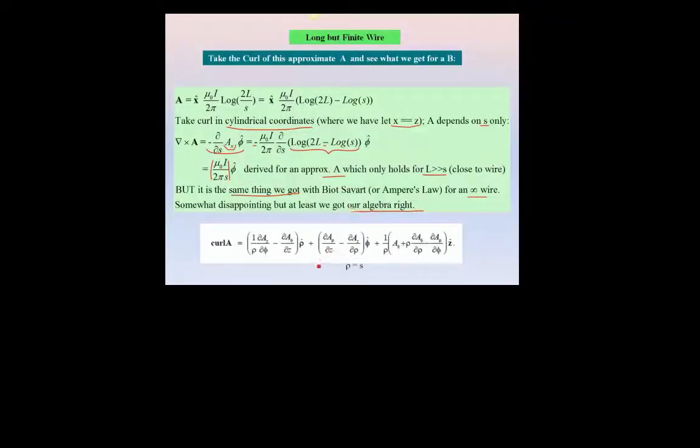If we look at the curl of A, I just wanted to show you how we ended up with just one term. If you look, remember x is equal to z, rho is equal to s. And so it turns out that this is the only non-zero term in the curl. All of these other things do not depend on s, or they just are zero to begin with.